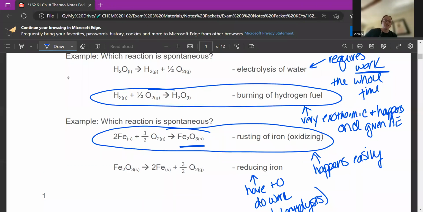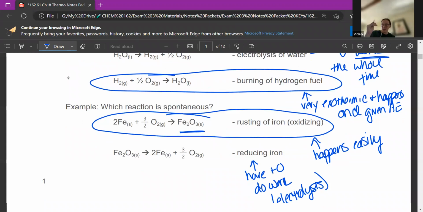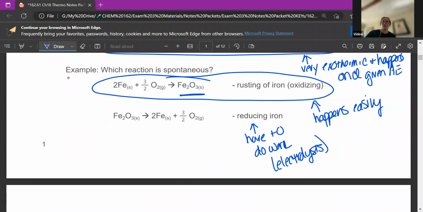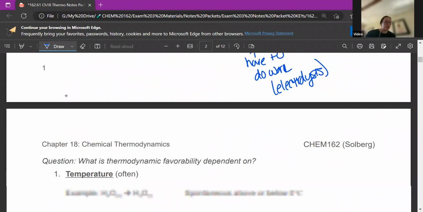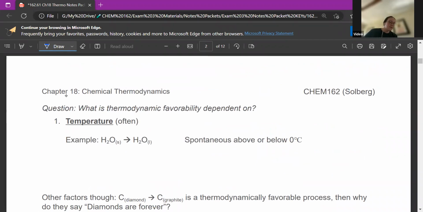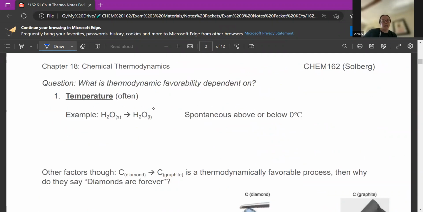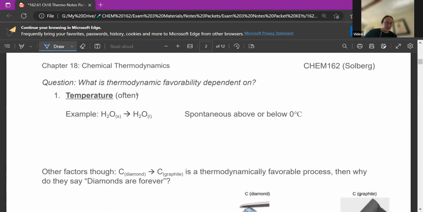The first is temperature. Okay, energy change, exothermic, endothermic. We're going to look at that. The second we'll talk about in a little bit, but I'm really going to focus on temperature first because this one we are most familiar with. All right, so temperature, which is oftentimes the most important factor.